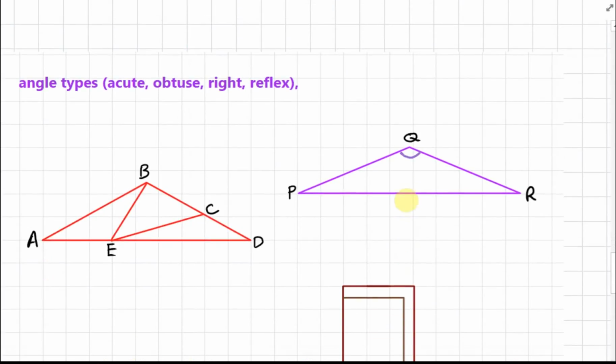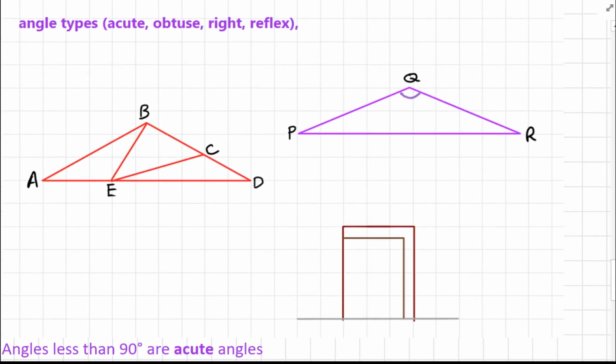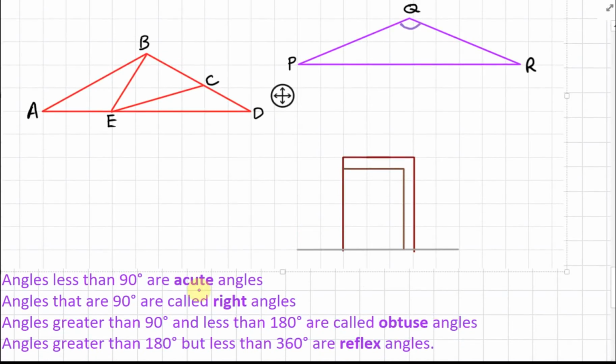Let's have a look at the types of angles now. You may have already come across these types of angles. So we have acute angles. Acute angles are angles that are less than 90. So if I look at this angle here, here is an angle that is less than 90 degrees. So 90 degrees is a right angle. So here's a right angle here. Here's another right angle. So both of those angles are 90 degrees. So you can see that these two angles here are less than 90 degrees. Okay, so they are called acute angles.